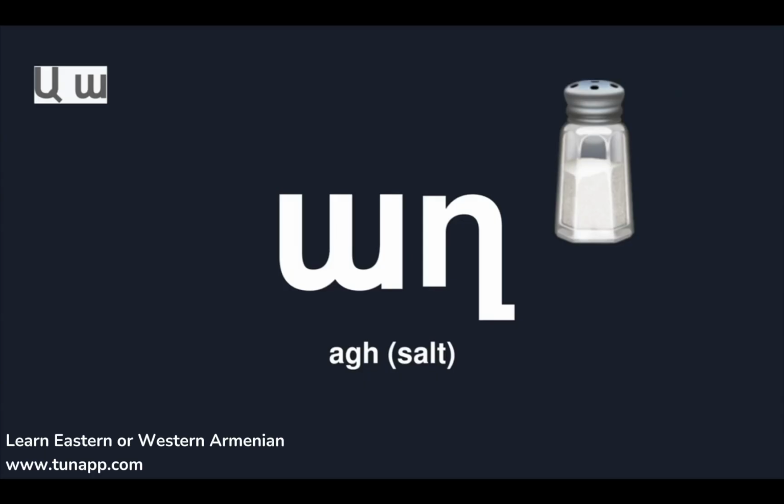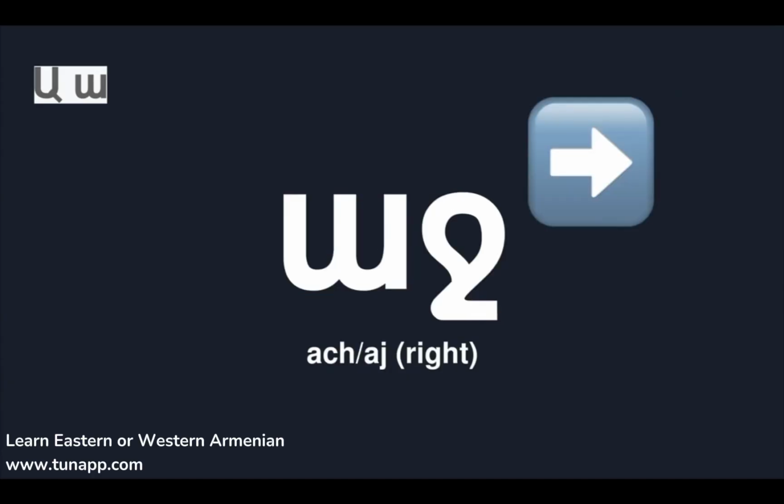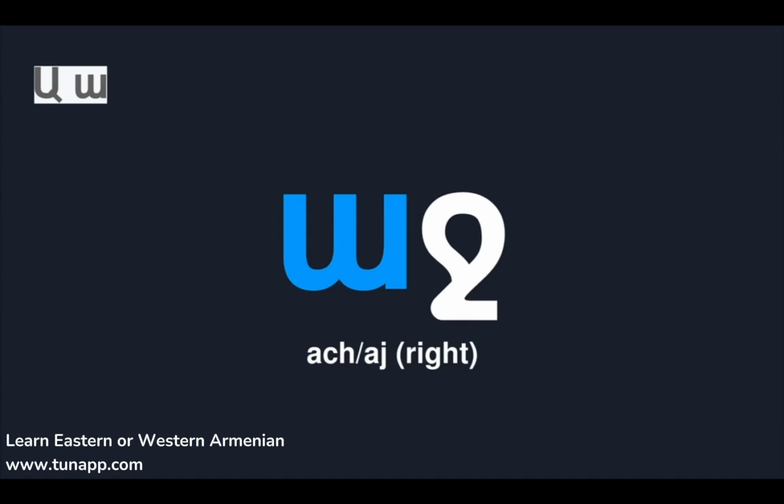What about the word ach, meaning salt? Can you find the A in this word? That's it, right there at the beginning. What about ach or aj, meaning right? We say ach in Eastern Armenian and aj in Western Armenian. Where is the A in this word? That's it. So already you're starting to recognize this letter quickly. A.